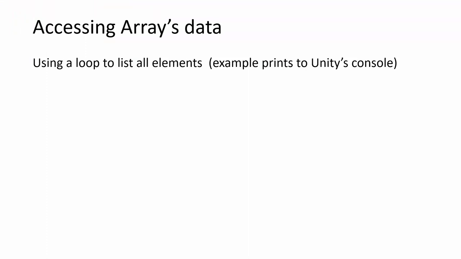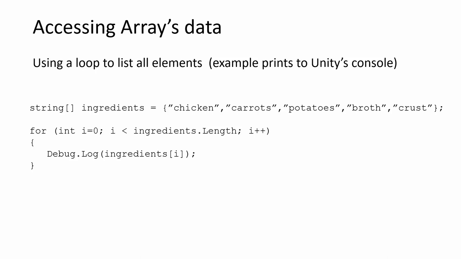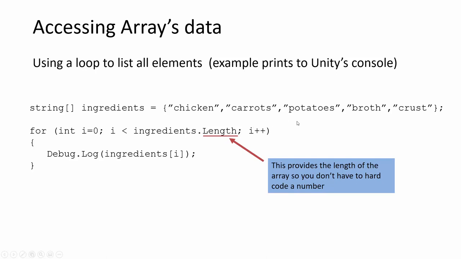So another way you can access an array's data is to use a loop to list all elements. In this example, I have my ingredients array set up. And instead of listing them each individually, I can use this for loop to loop through each element. So it starts out with i starting at 0, and I'm starting it at 0 because the first element will be counting at 0. And notice it's checking to see if i is less than ingredients.length. And so length will provide the length of the array so we don't have to hard code a number.